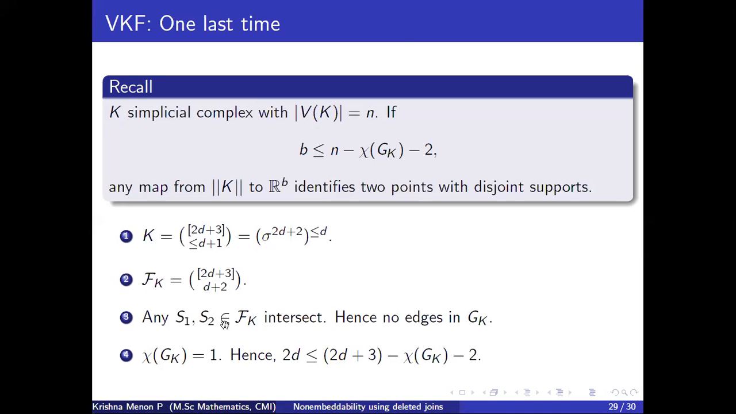So these are the minimal non-faces, but any two minimal non-faces will intersect, because there are only 2D plus 3 elements, and D plus 2 plus D plus 2 is 2D plus 4. That means there are no disjoint ones, which means there are no edges in GK. Hence GK's chromatic number is 1, because if there are no edges, you just color everything one color and it's fine. Plugging in everything here, n is 2D plus 3, the chromatic number is 1, and minus 2. You'll see that 2D is less than or equal to this. And hence by this result, we get a proof of the Van Kampen-Flores theorem.